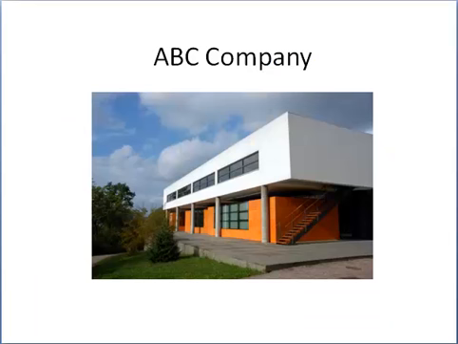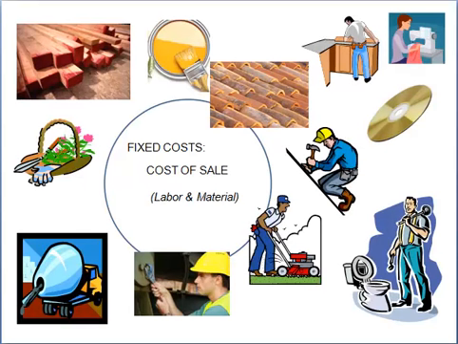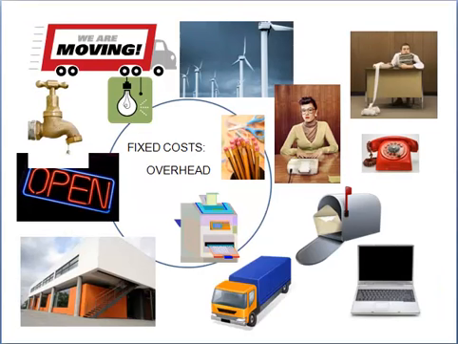Imagine ABC Company is your business. You have your annual budget, and included in your annual budget are fixed costs such as cost of sale. What is the actual cost of delivering the product or service? In this case, we'll say it's labor and material, the hard costs of delivering what we deliver. And then we have another fixed cost, which is overhead. There are costs associated with keeping the doors open. You need to keep the lights on.